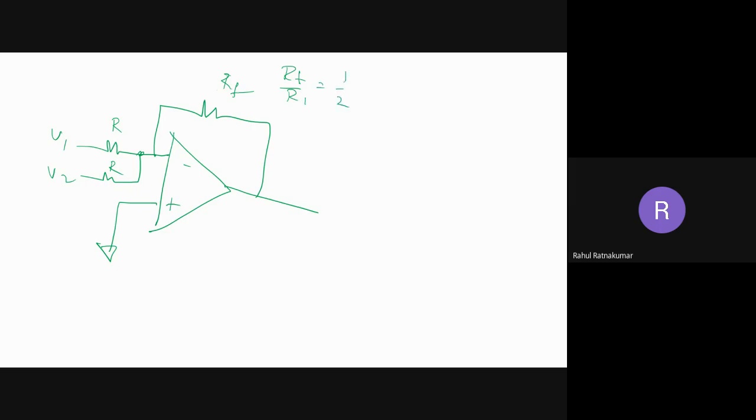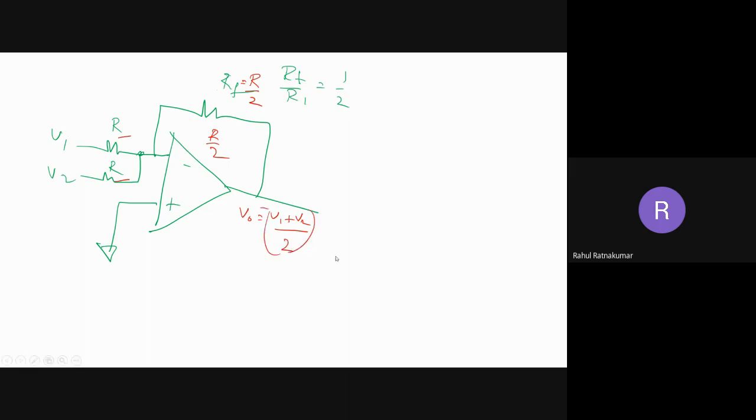So I need R by 2 for working as an averager of two voltages. This RF equal to R divided by 2 I need, because this is R, this is R, and this is R by 2. Now what output voltage will I get? V output equals V1 plus V2 divided by 2, but a negative will be there.